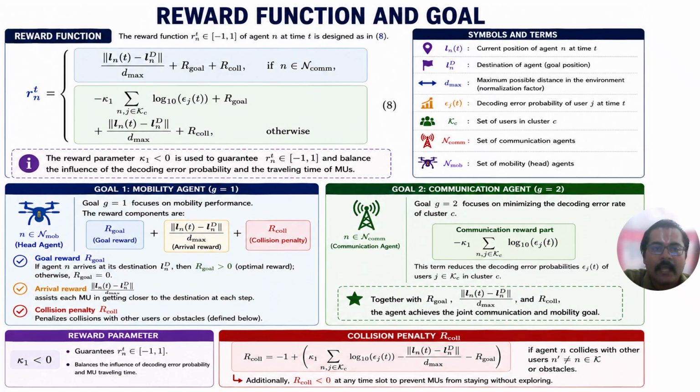I need to design the reward in such a way that I penalize bad actions and give reward to good actions. But remember the goals of our agent. So this is how I design my reward, how I penalize collisions. These again depend on location and epsilon, the decoding error probability. A subject expert can design a reward.